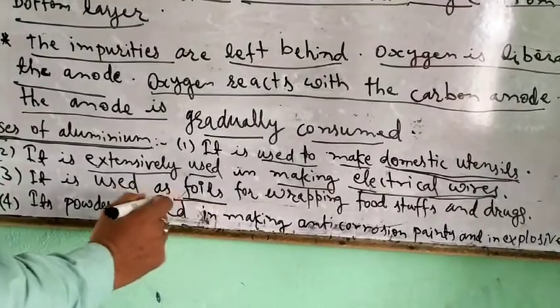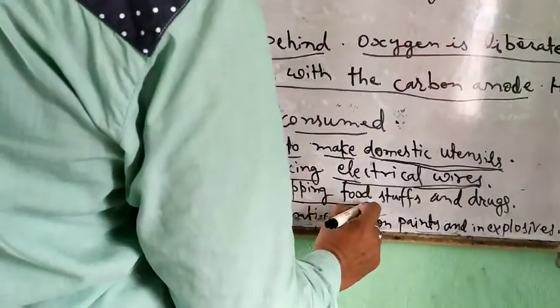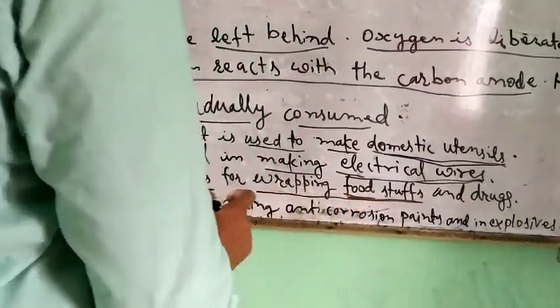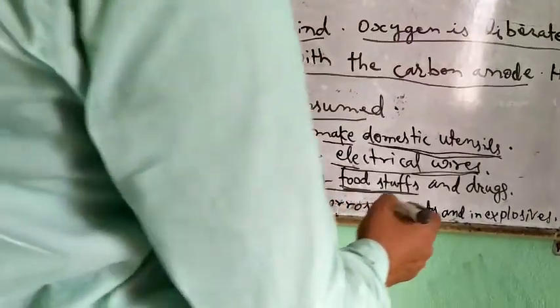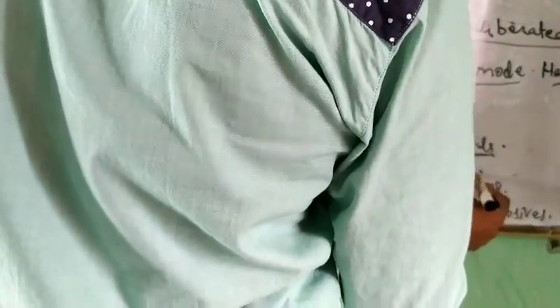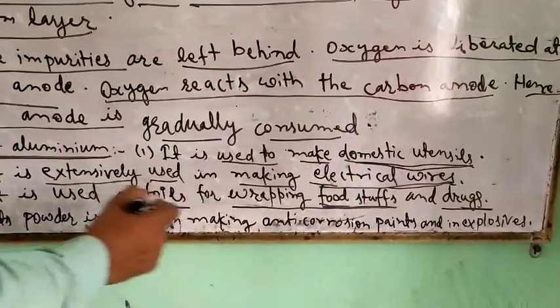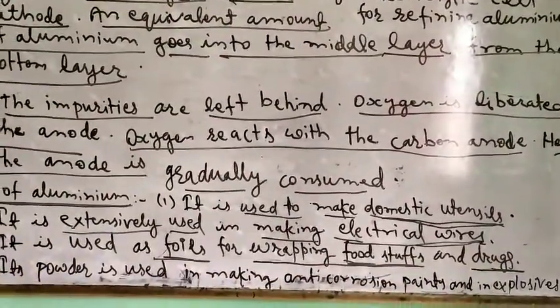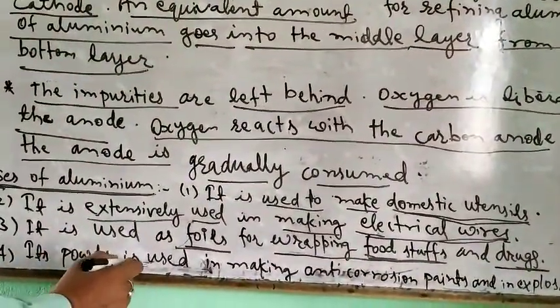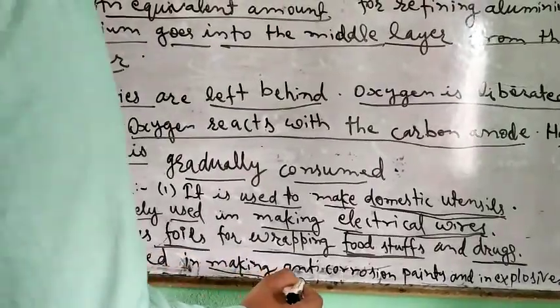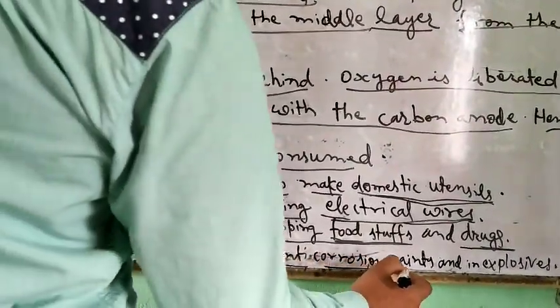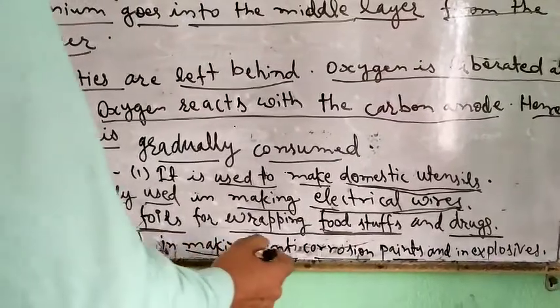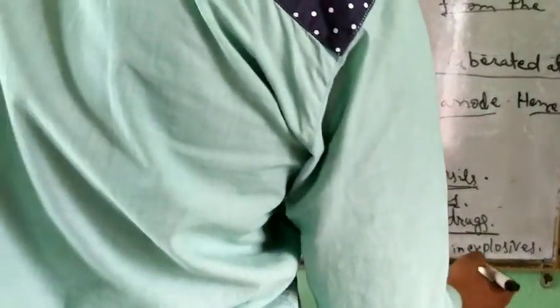It is used as aluminium foils for wrapping foodstuffs in the food industry and drugs. And the fourth one is that its powder is used in making anti-corrosion paints and in explosives.